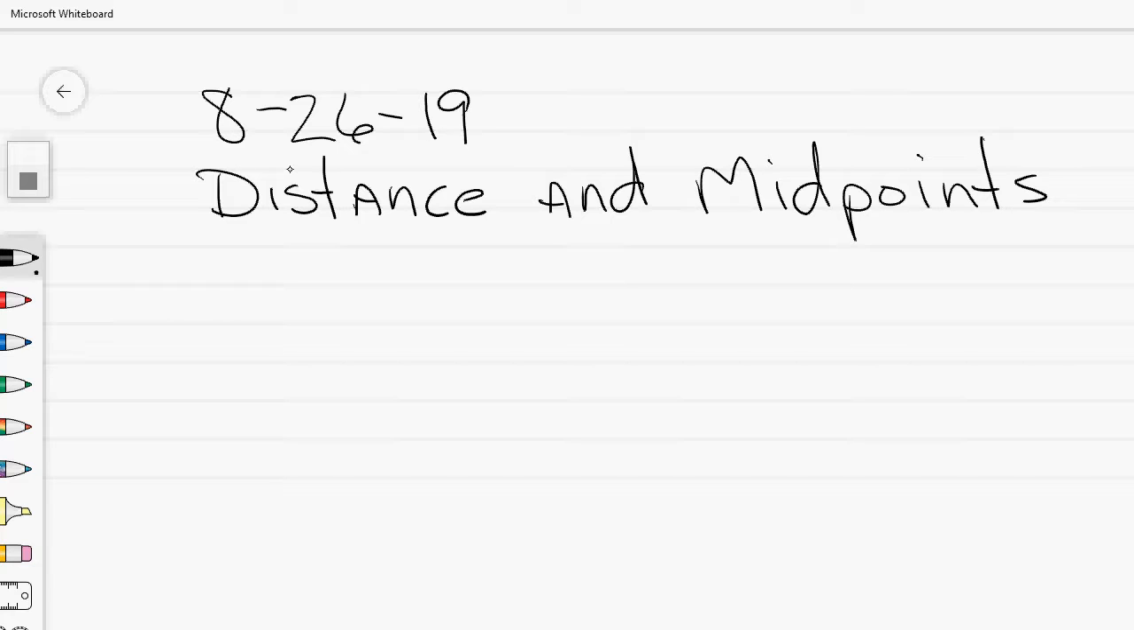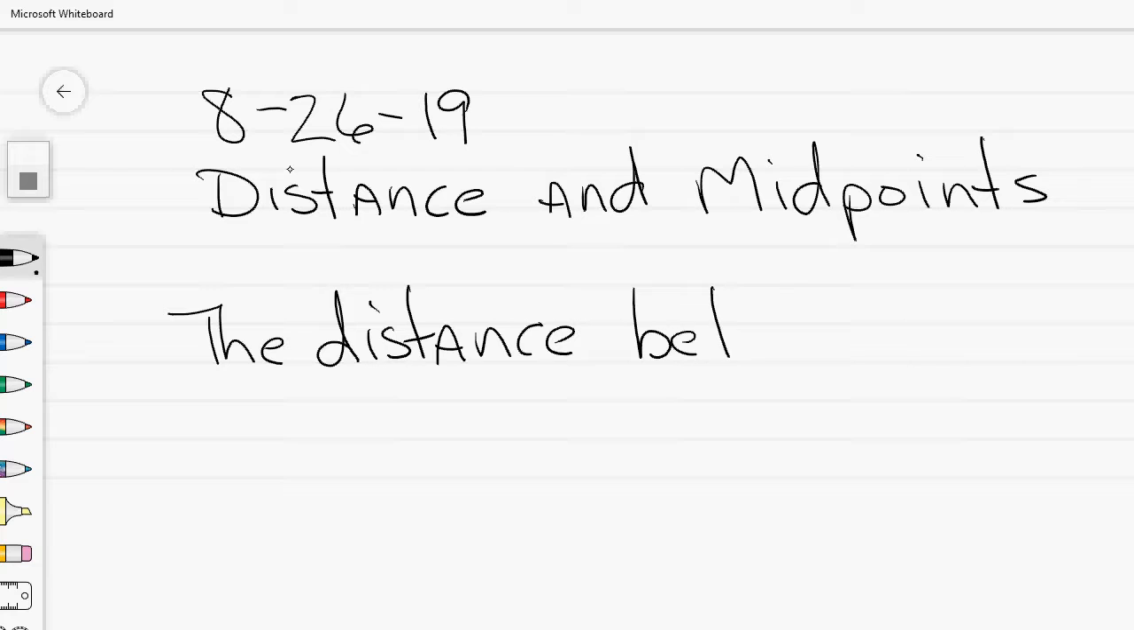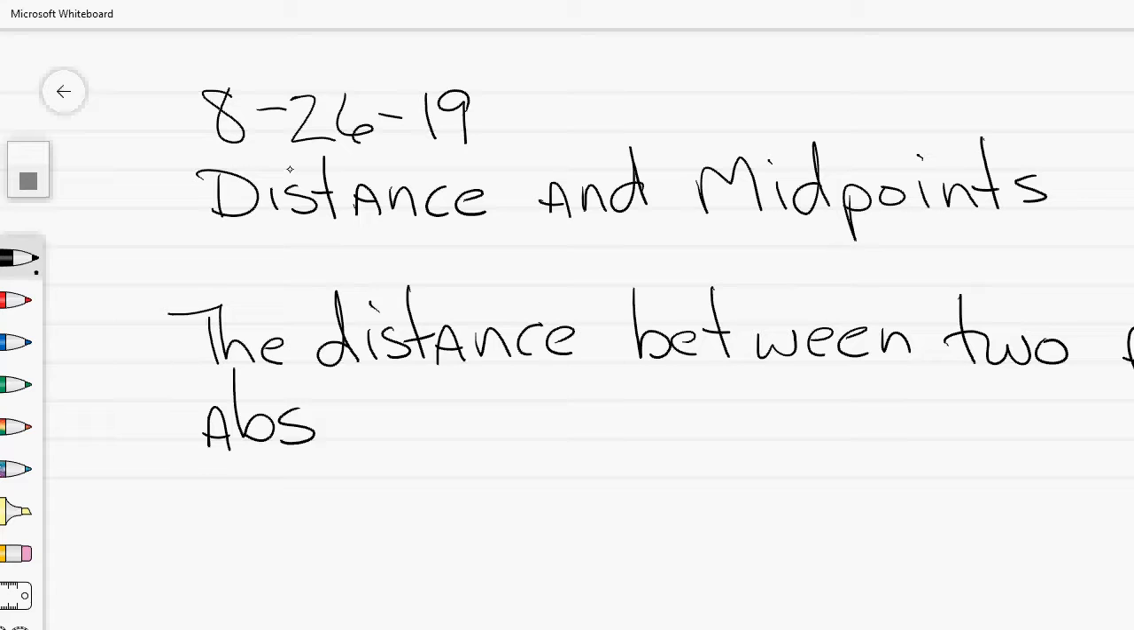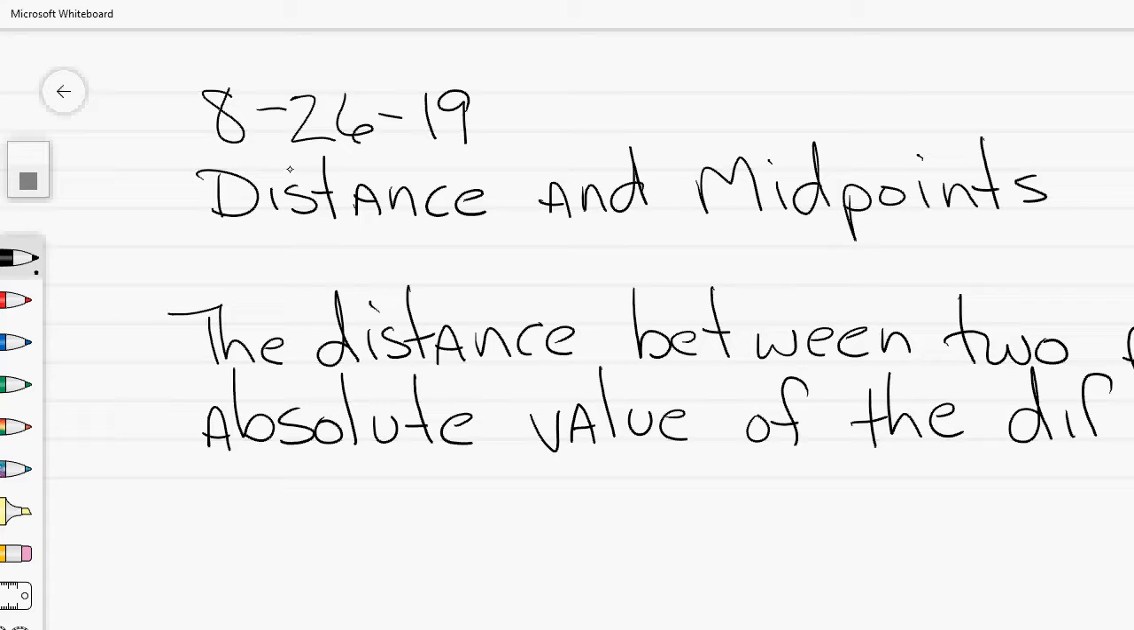The distance between 2 points is the absolute value of the difference between their coordinates.